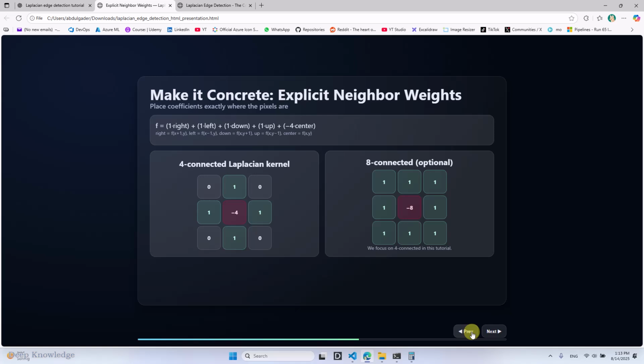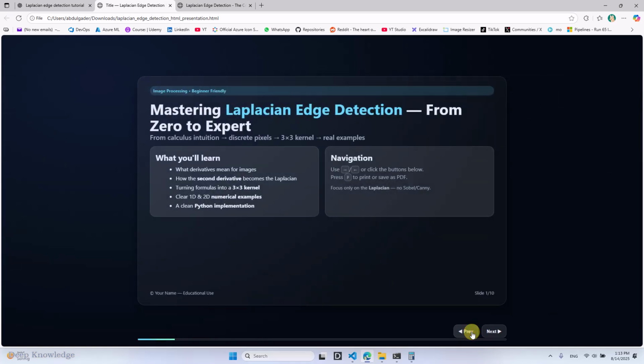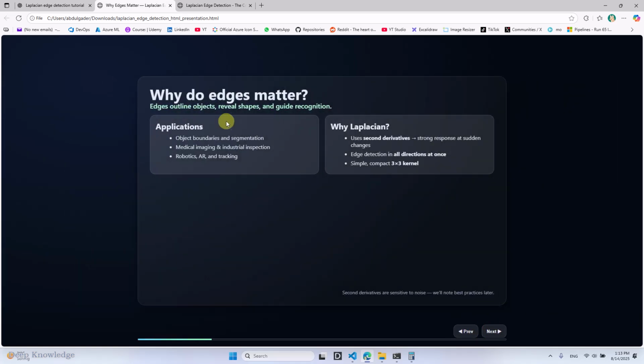So let me just go back to the beginning and see some info about what an edge is, and why we need edge detection. I already explained this in other videos, but I'm assuming you are starting from here. It's used for object detection, segmentation, medical imaging, robotics, and so on.